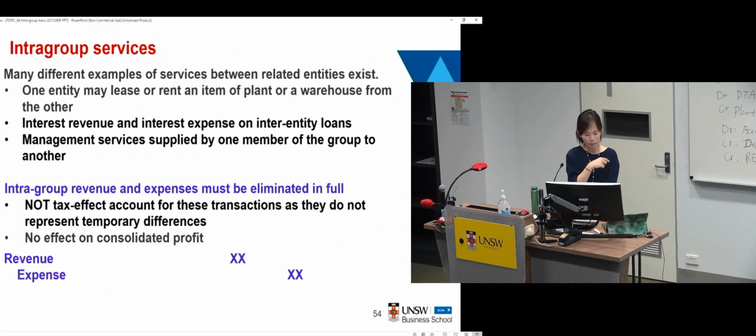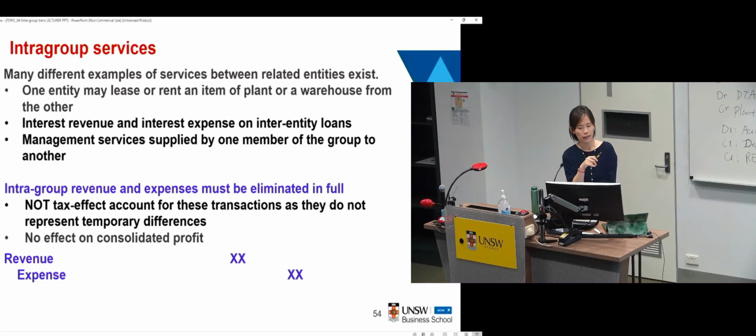All right, now, up to here, we have covered the most difficult part of the intragroup transaction, okay? Now, the rest are very simple. Now, let's look at intragroup services, and then intragroup dividend, intragroup borrowings. Okay. Now, for all these intragroup transactions, there are no tax effect entries.